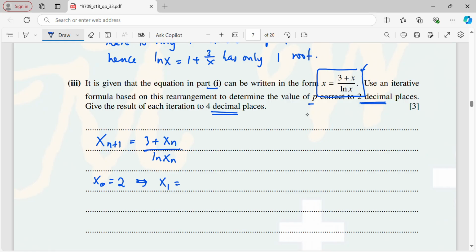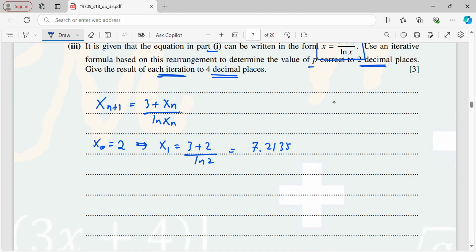Then the left side will be x1. So you will be getting 3 plus 2 over ln 2. Then this is going to be 7.2135, because it's mentioned the results of each iteration should be to 4 decimal places. And now I will have to find x2, because from x0 equals 2 it changed into 7.2135. So it's a huge difference. So now we have to find x2.